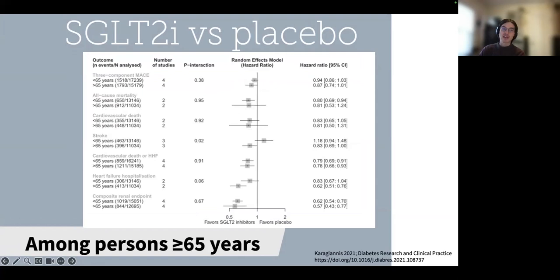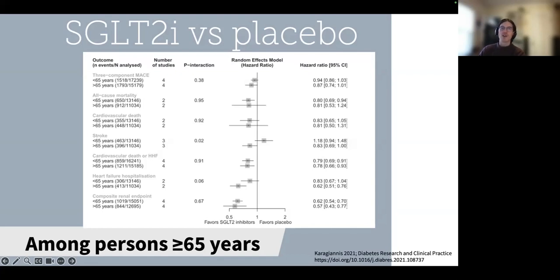And then they even say for the outcome of heart failure hospitalizations and stroke, they claim the risk reduction is even more pronounced in people 65 years or younger. And so this is leading authors to conclude that efficacy of SGLT2 inhibitors or GLP-1 receptor agonists is comparable among older adults to younger adults.